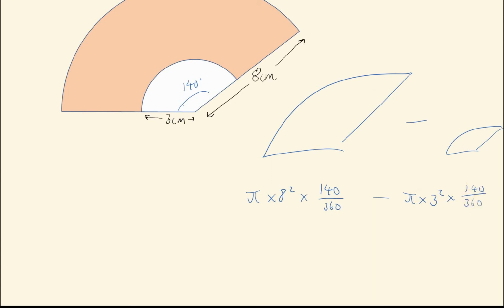For this question, be careful. You can't just take away the 8 and the 3 to give you 5. That won't work. That won't be the same answer. So you have to work it out as two separate parts of the circle and then take them away.